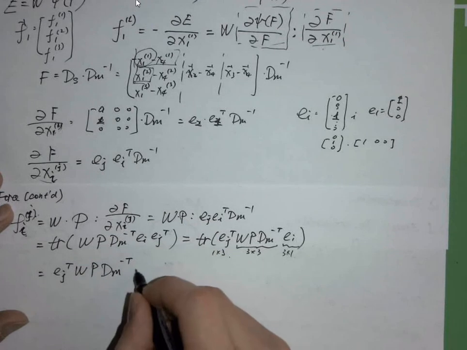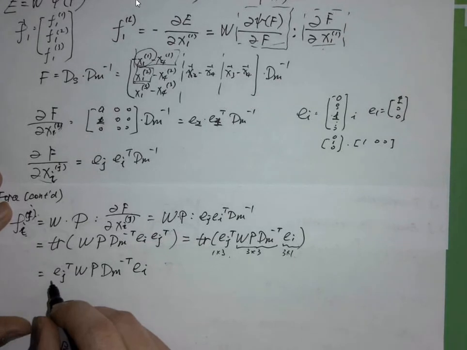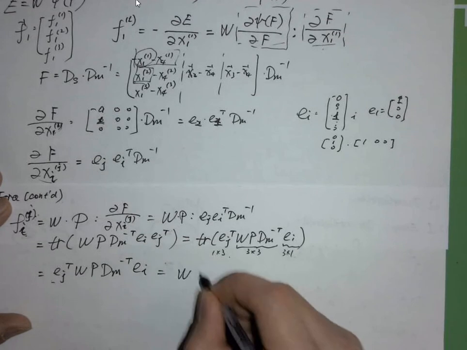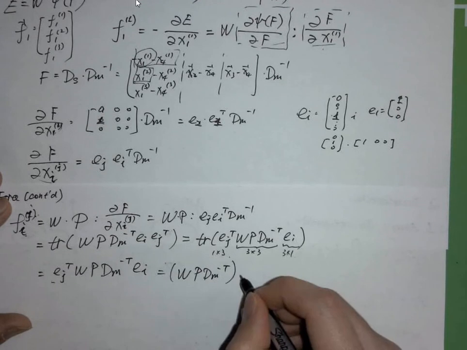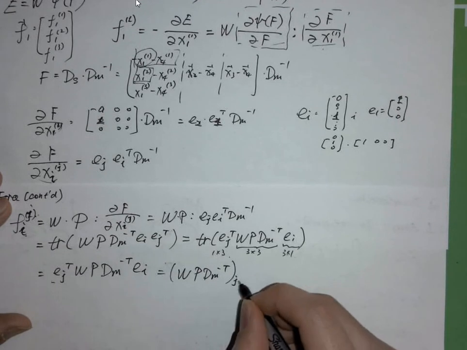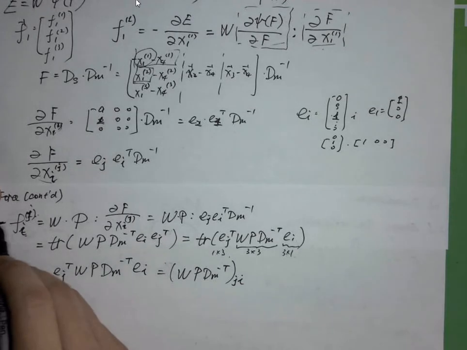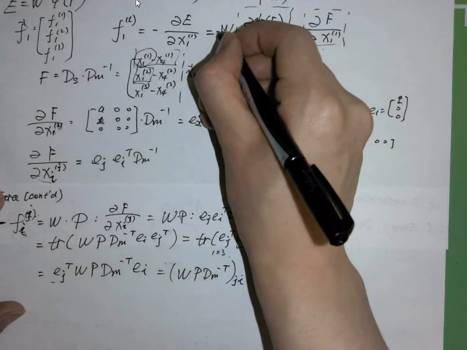Transpose and Ei. What is this one? It's basically a selection operation, all right? So the Ej will select the jth row of the matrix, and the Ei will select the ith column of this matrix. So it becomes the matrix WP Dm inverse transpose, the jth row and the ith column. Right. There's one thing missing. This is actually the negative of the force, because force is the negative of this one. There's the sign missing over here.